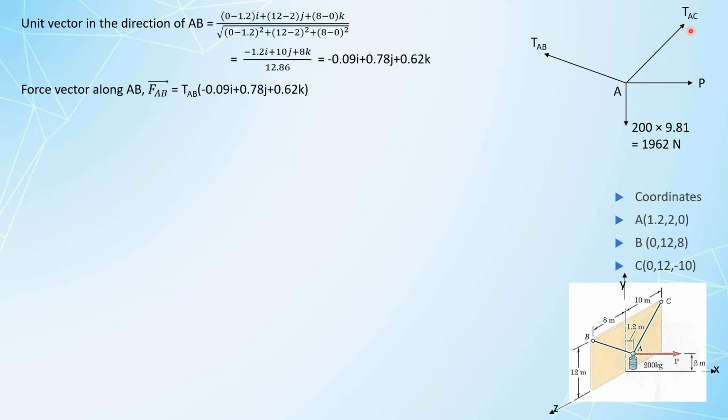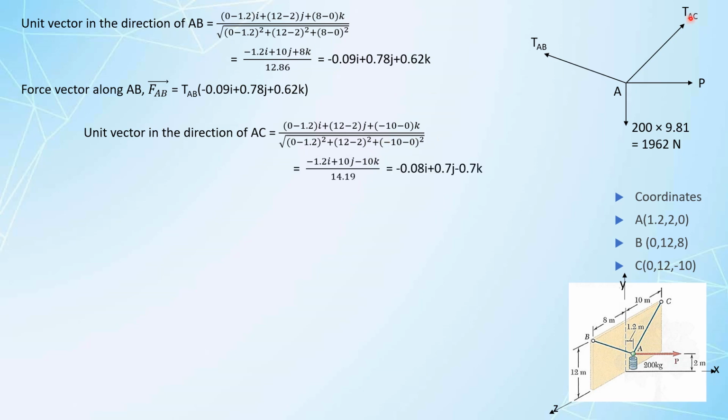Now we'll take the force TAC. In the direction of AC, the unit vector is obtained by this equation, and we have to do coordinates of C minus coordinates of A. And this is the unit vector. Again, for the force vector, we have to multiply this unit vector with TAC, the magnitude. So we have the force vectors corresponding to TAB and TAC.